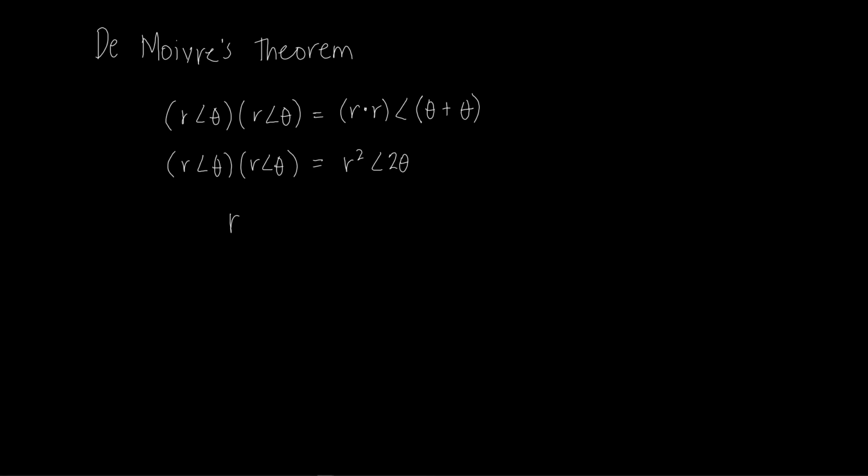So if we have r angle theta raised to the power of n, it is just equal to r raised to the power of n, angle n theta. So for the power of 2, we have r squared angle 2 theta. For the power of 3, r cubed angle 3 theta. This is De Moivre's theorem.